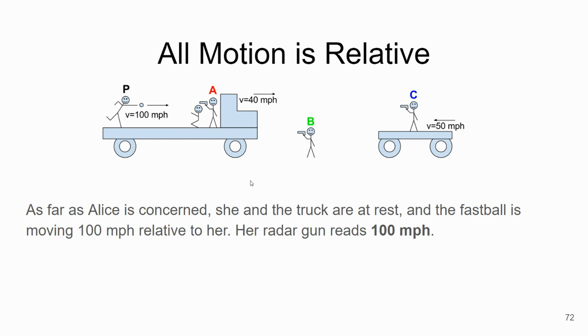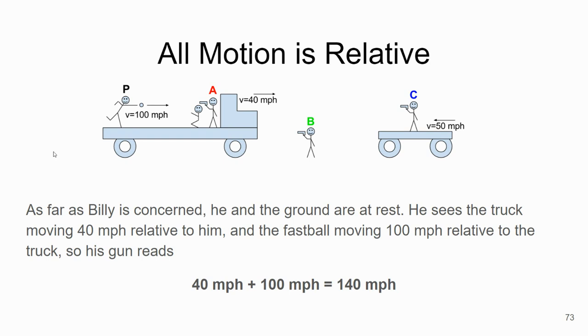So now on to Billy. Billy's radar gun is going to measure 140 miles per hour. The reason being, Billy and his radar gun claim that they're at rest on the ground, and the ground is at rest, and the truck is going east at 40 miles per hour, and the pitch is going east at 100 miles per hour relative to the truck. So this radar gun is going to read that 40 plus that 100, and it's going to read 140.